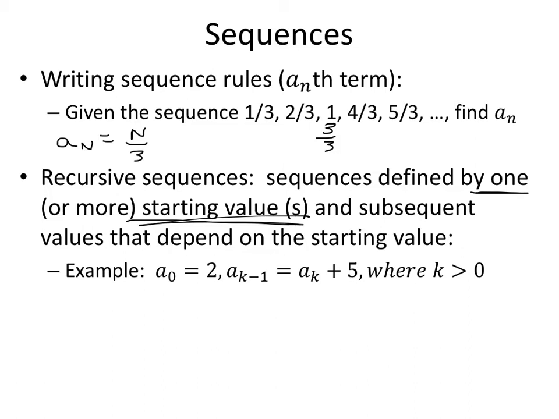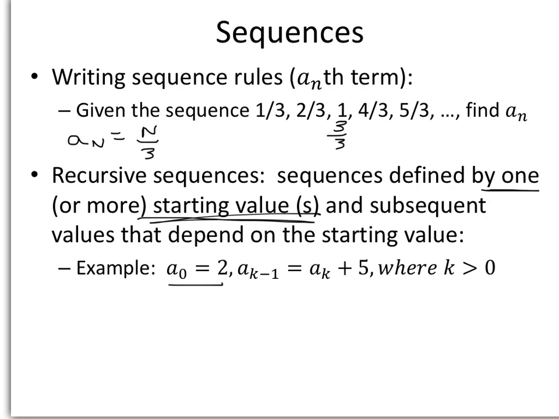those starting values. So an example is if a sub 0 equals 2, and I found a little typo here, this should say a sub k equals a sub k minus 1 plus 5. So if a sub 0 equals 2, then a sub 1 will equal a of 1 minus 1, which is a of 0, plus 5. So that will equal 2 plus 5, which is 7, right? So then we have a sub 1 equals 7.